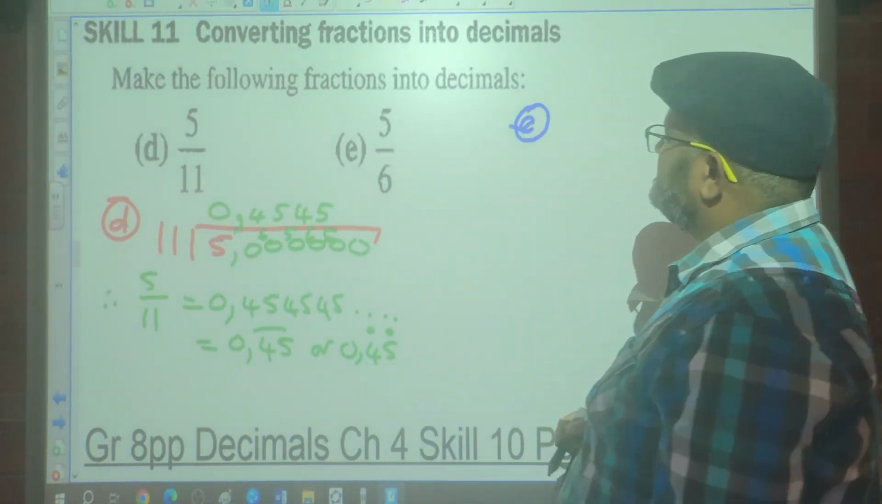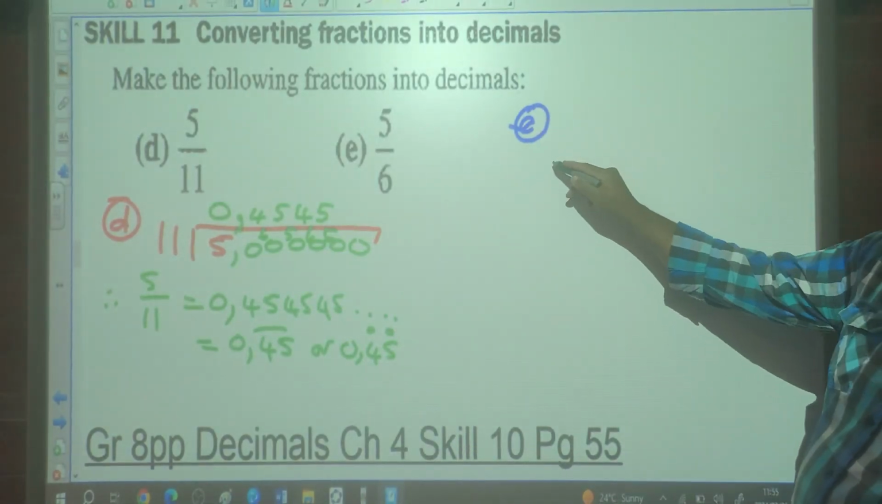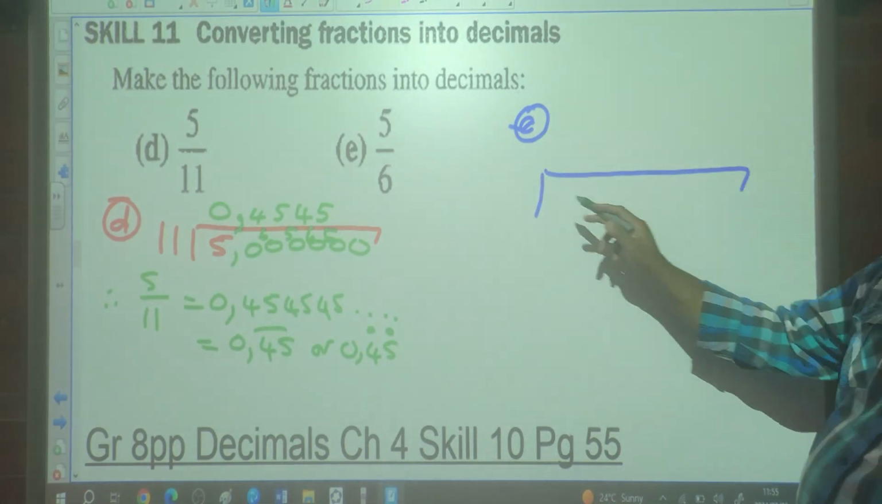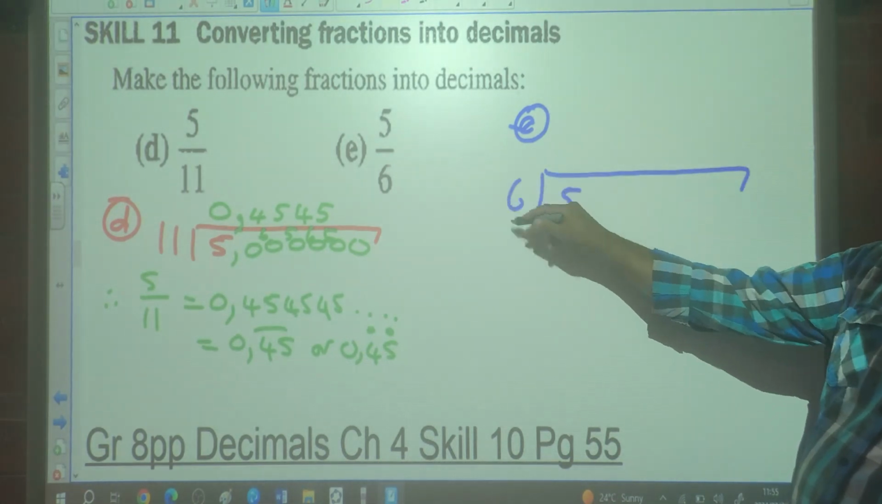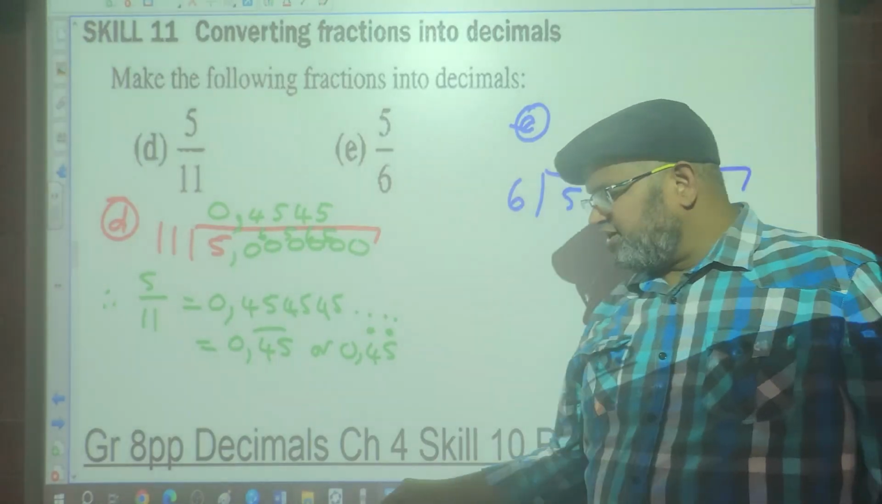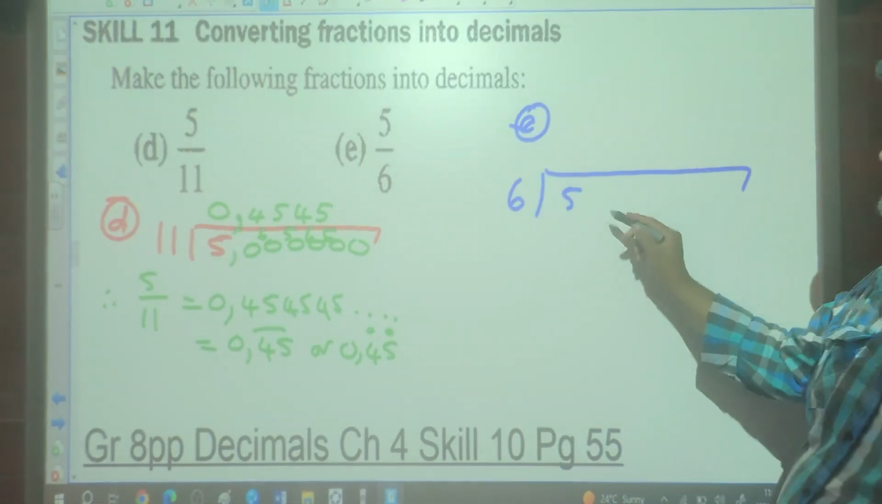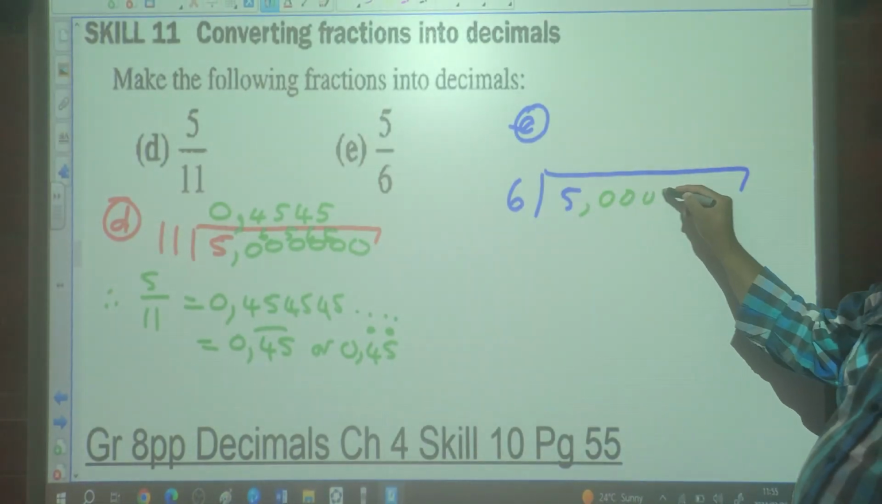You tell yourselves. Alright, the next one. You're going to do 5 divided by 6. Can 5 go into 6 without remainder? So what do we do? We add a couple of zeros. No?